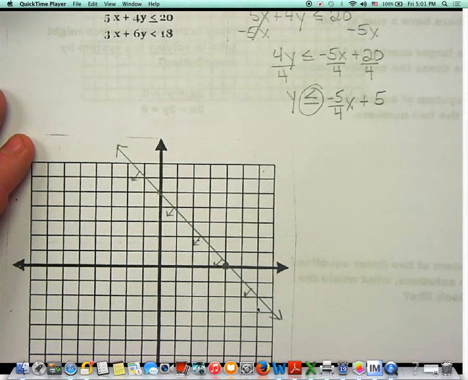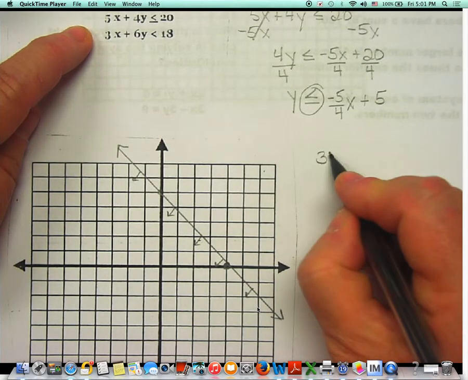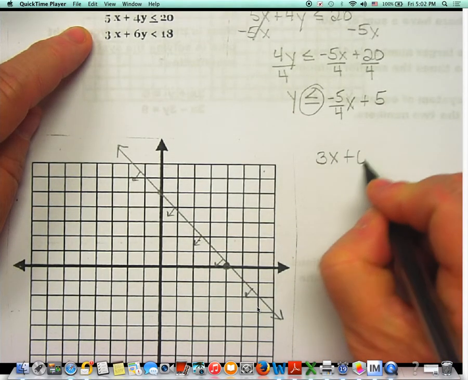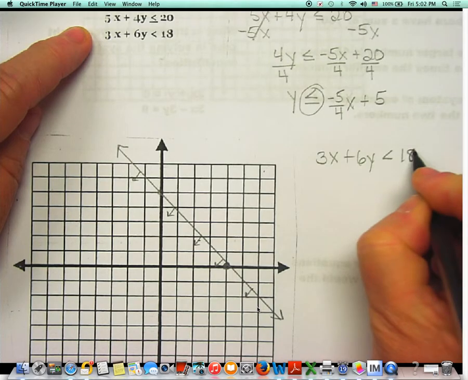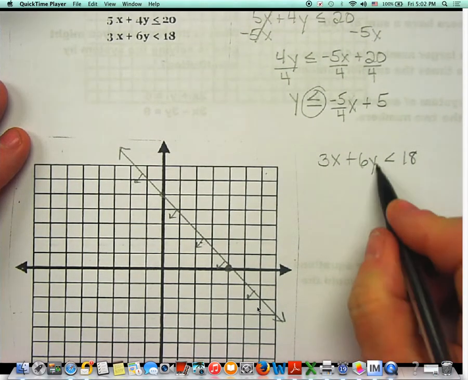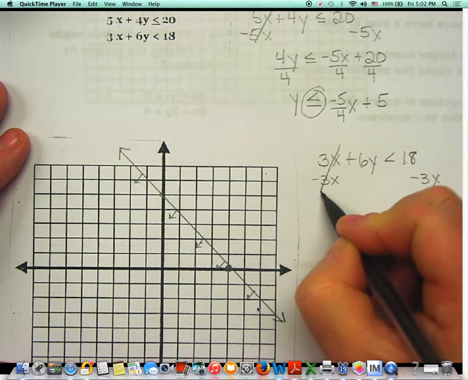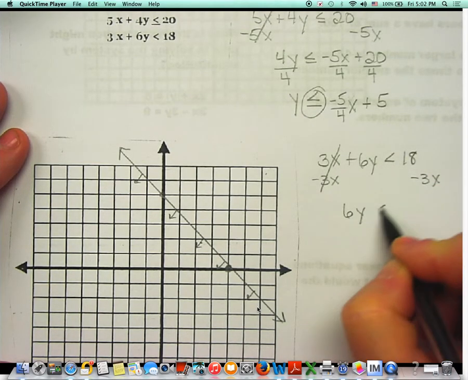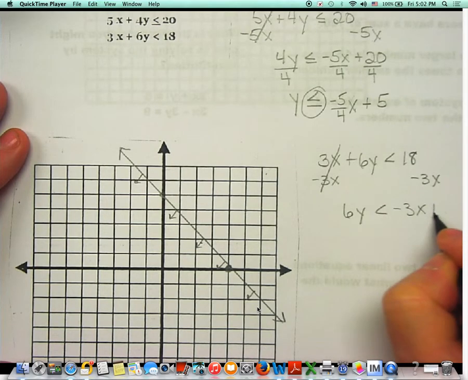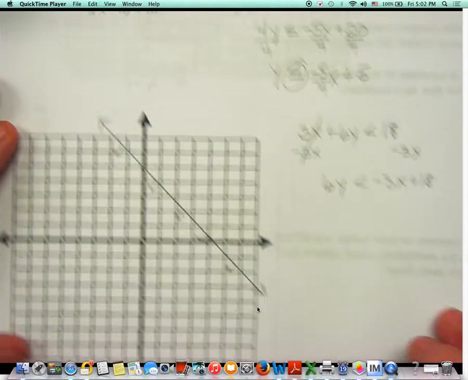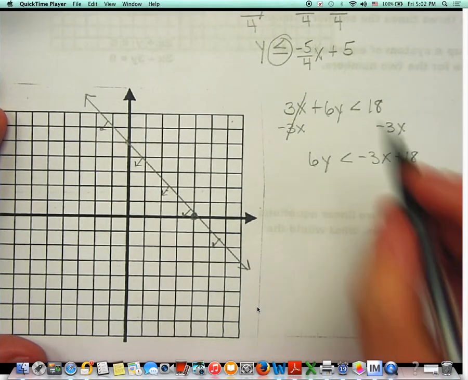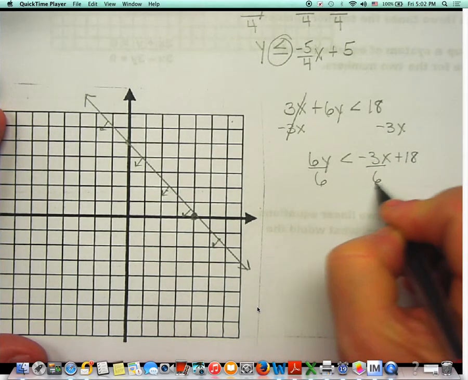All right, then I'm going to do the same thing with the bottom inequality. 3x plus 6y is less than 18. I'm going to solve for y, so I'm going to subtract 3x from both sides. 6y is less than negative 3x plus 18. Then I'm going to divide everything by 6 so I can get the y by itself.